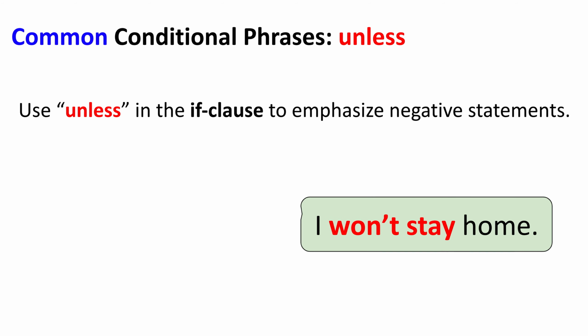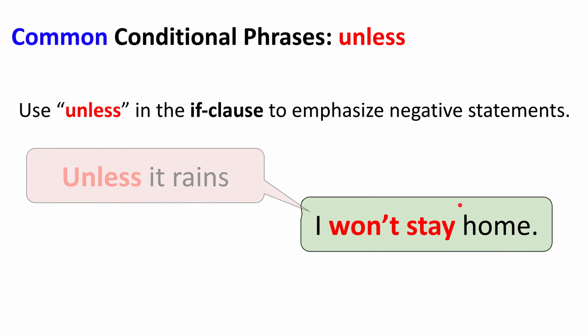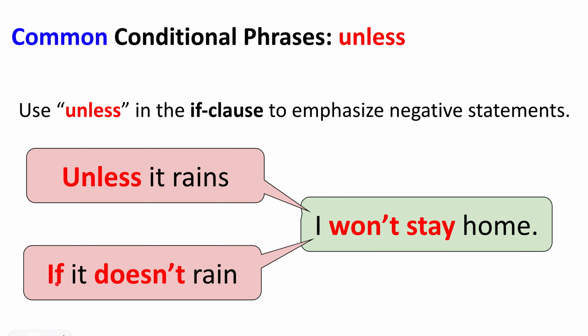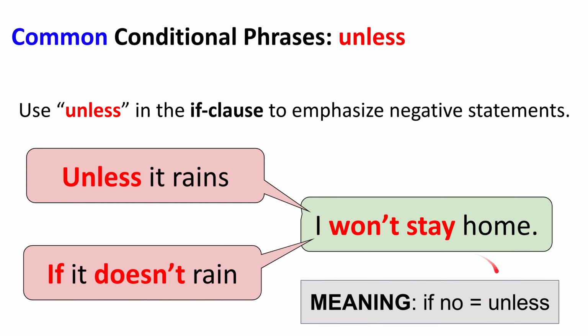Moving forward now, we have common conditional phrases. Unless. We use unless in the if clause to emphasize negative statements. For example, I won't stay home unless it rains. Or, if it doesn't rain, I won't stay home. Both of these if clauses mean the same thing. Unless it rains, if it doesn't rain. They have the same meaning. Why? Because the meaning of unless is if not.